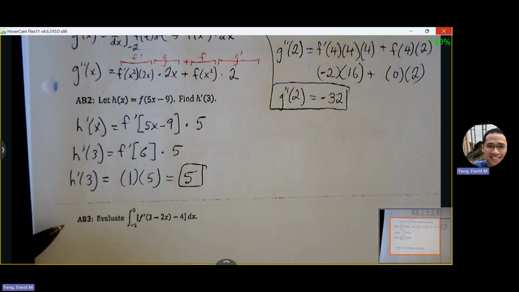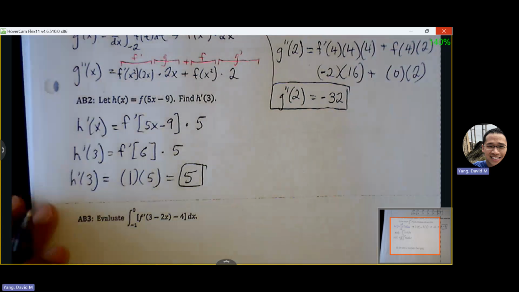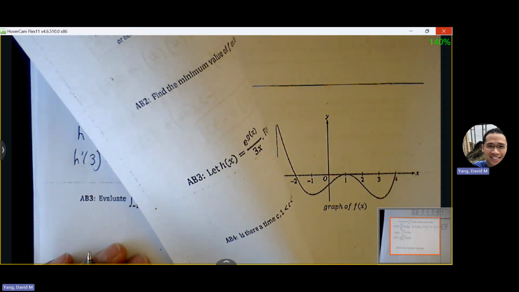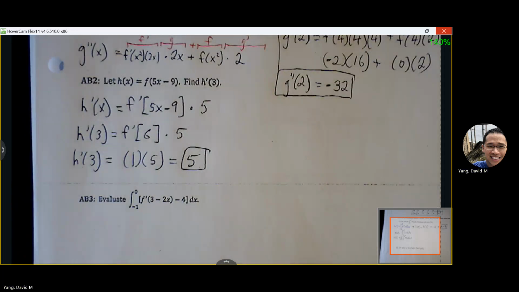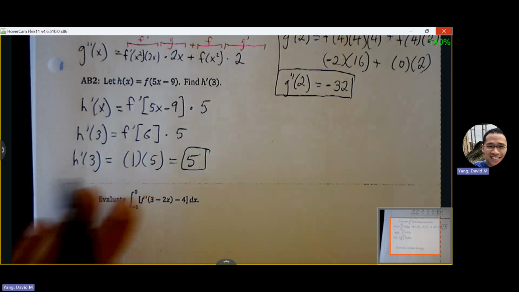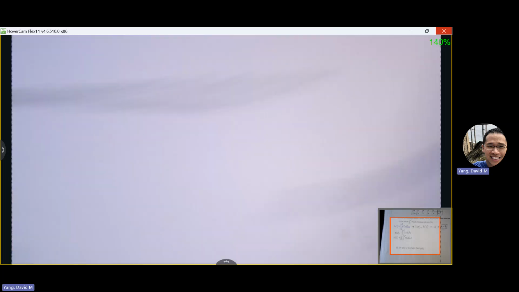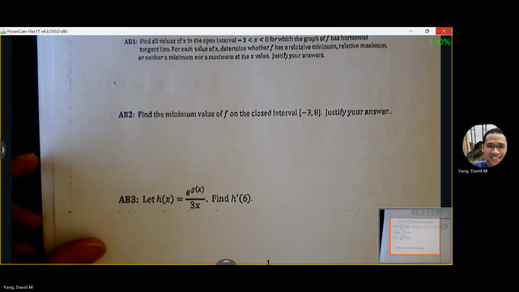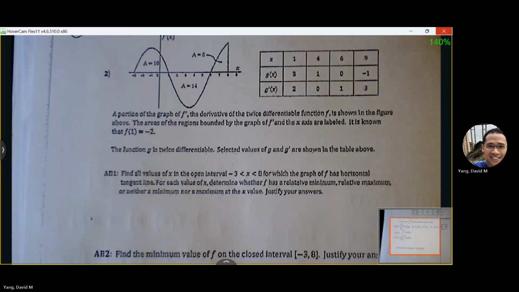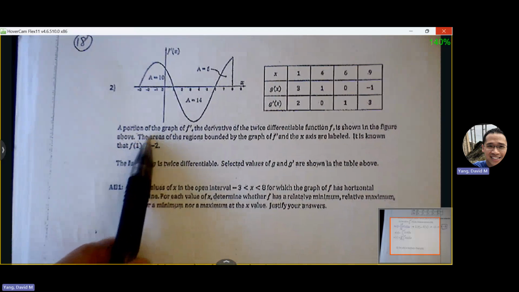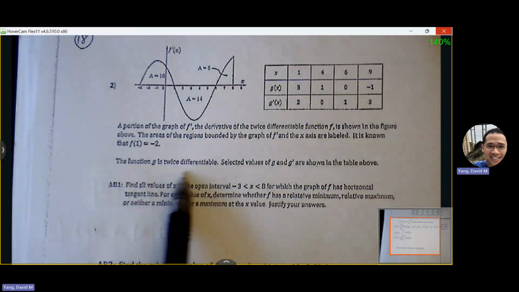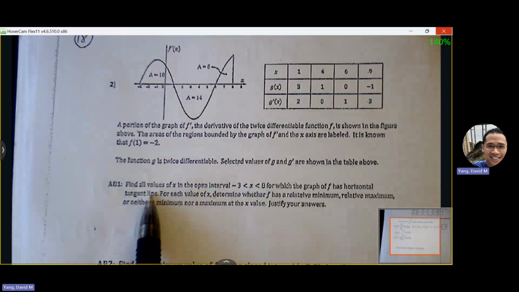Okay, we'll come back to AB3, the next part, in a little bit. Let me go to the next page, page 18. And let's practice going through extreme value theorem, which is finding max and min. Okay, so we have a portion of f prime that's given to us here. Twice differentiable, meaning it's a smooth curve all the way through.